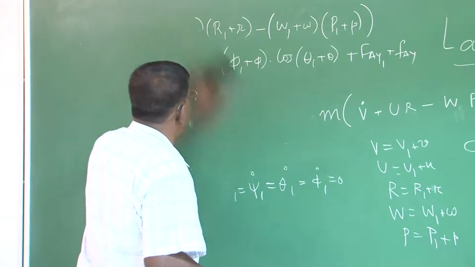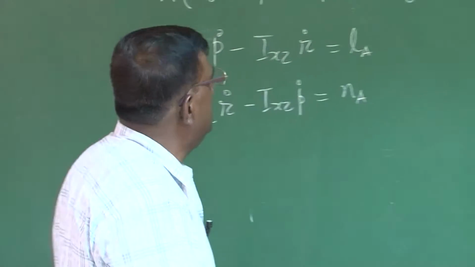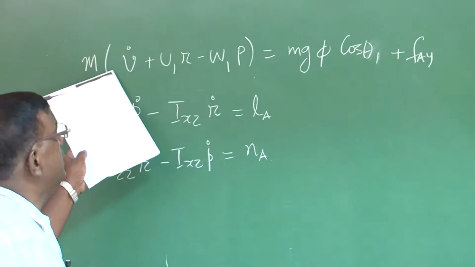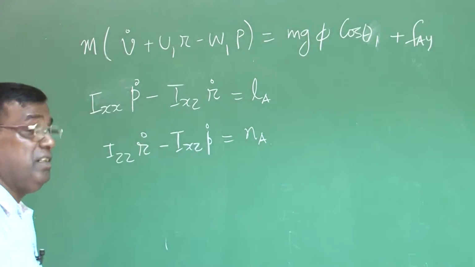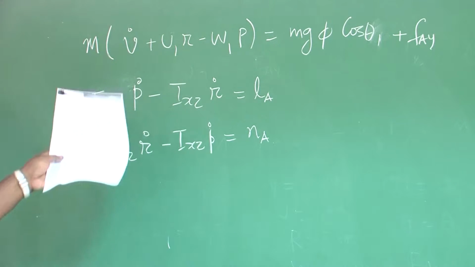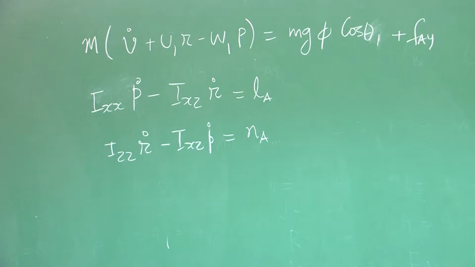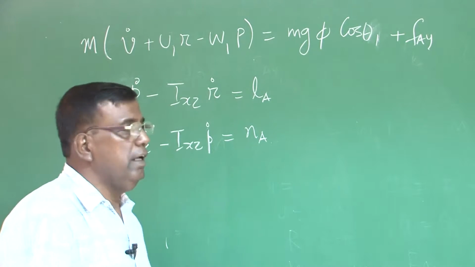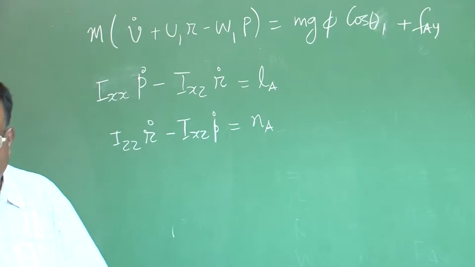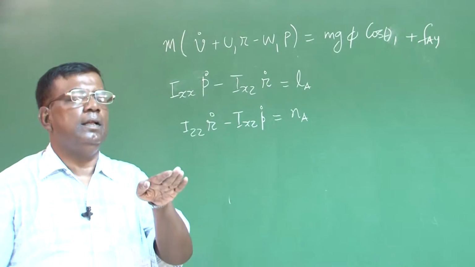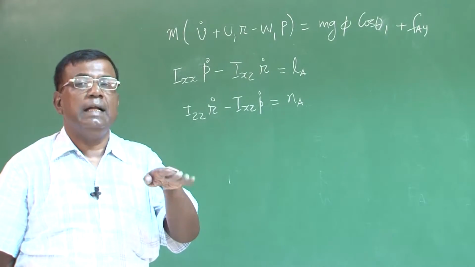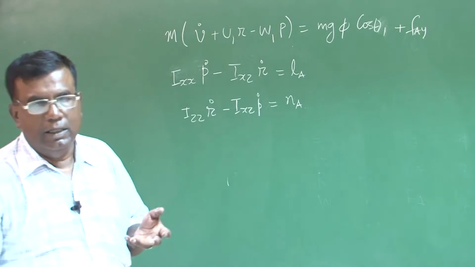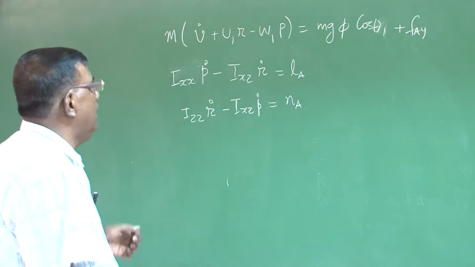of the form. So when I do all those substitutions, then I get the equation in the y direction, the perturbed equations of motion, as m v dot plus u1 r minus w1 p is equal to mg phi cos theta 1 plus psi cos theta 1. What is theta 1? It is the attitude of the airplane during the cruise. So that need not be 0. Okay? That's why you have kept the theta 1 so far.